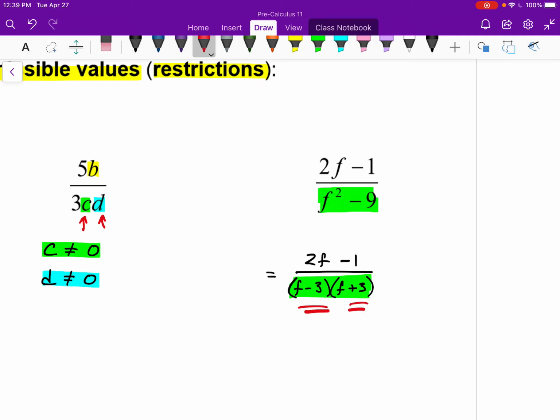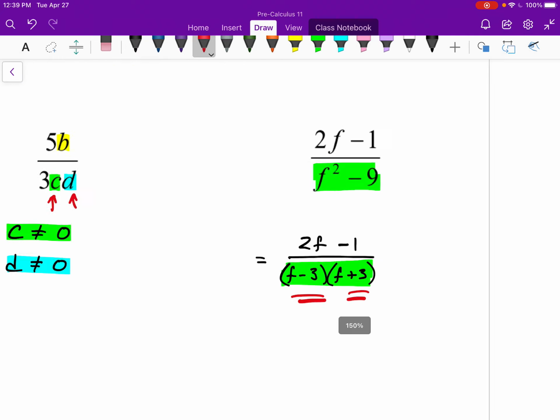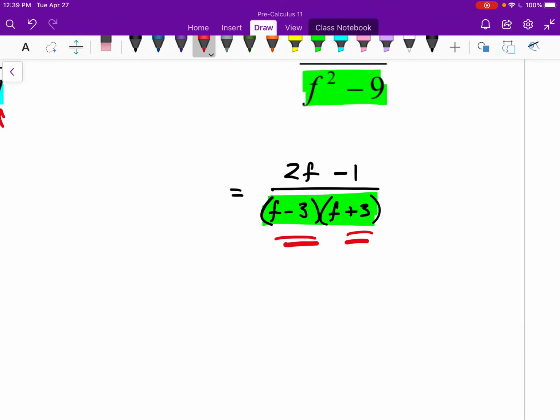Same sort of idea here. f minus 3 and f plus 3 are factors. As soon as one of those becomes 0, the whole denominator becomes 0, because we're multiplying f minus 3 times f plus 3. And so I can just tell right here that from this factor, f cannot equal 3, because if f equals 3, that particular factor will become 0, and 0 times anything else is 0.